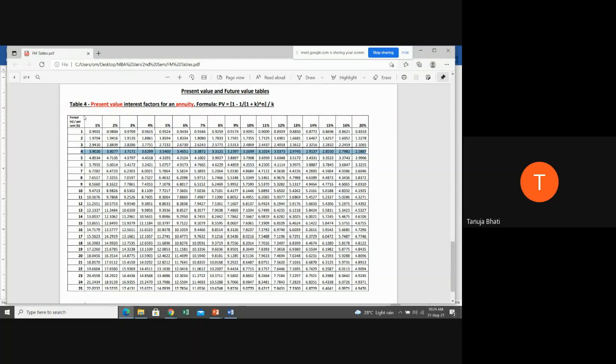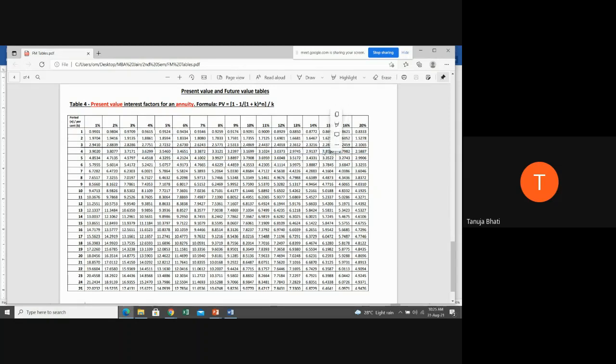You have to see only in this particular row because 4 years is given in the problem. So can anyone tell me what rate you are going to take? What is the rate you're going to take? 15%, ma'am. Very good. We are going to take 15% because here it is 2.8571 and the nearest value is 2.855.